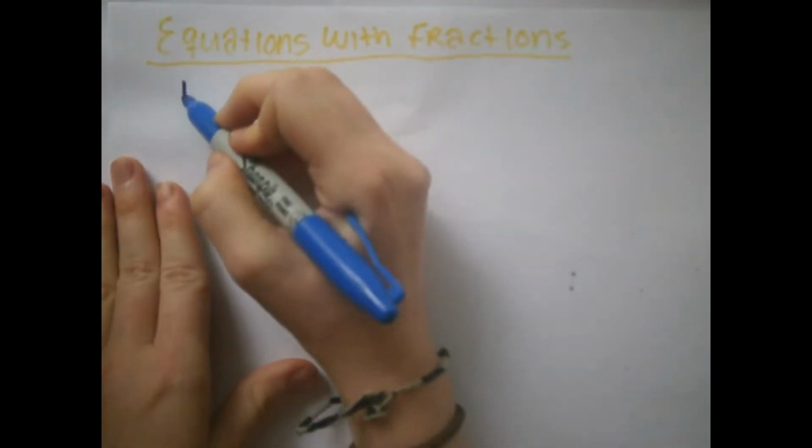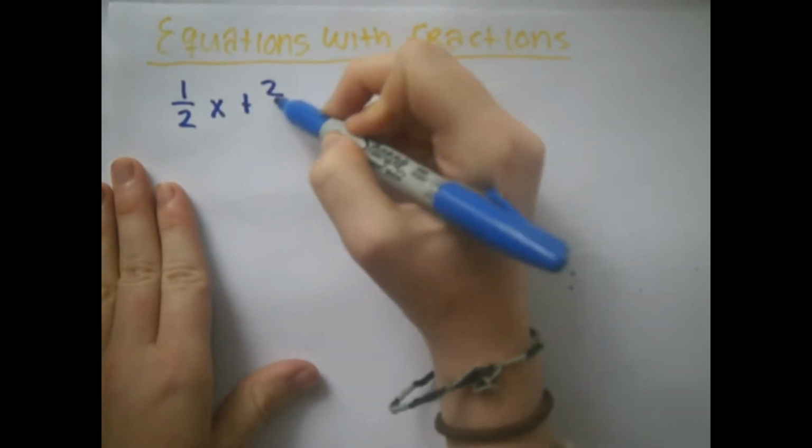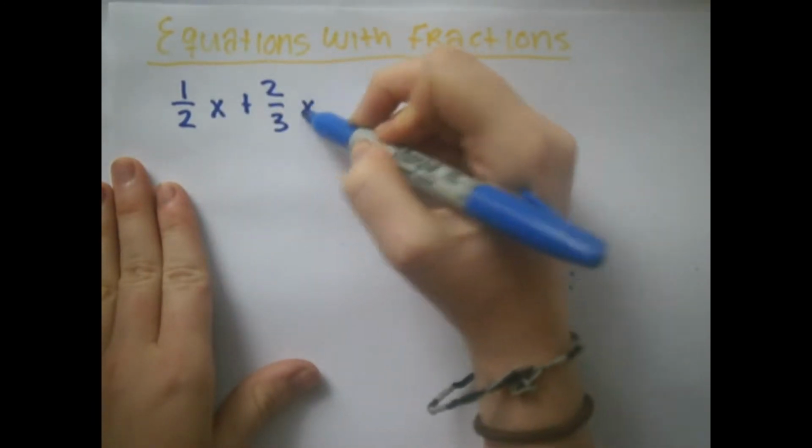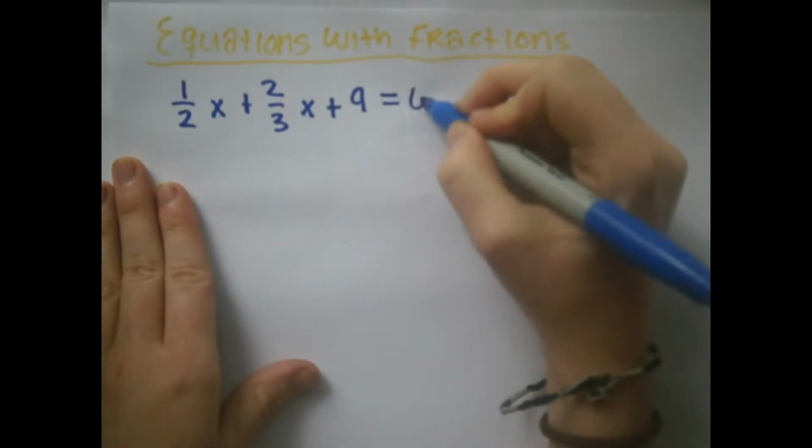Today we'll be doing equations with fractions, and I know most of you guys don't like working with fractions, neither do I. I don't like fractions either, but we can do this. So, hopefully you learned something. So, our equation is 1/2 x plus 2/3 x plus 9 all equals 64.